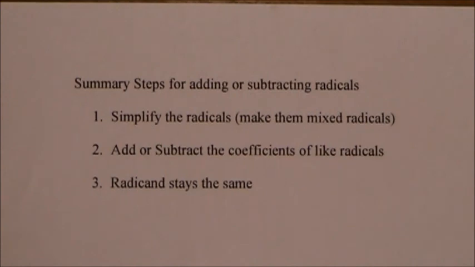In summary, when we were adding and subtracting radicals, the first thing we were doing was simplify the radicals, so make them a mixed radical with the radicand as small as possible. We then added or subtracted the coefficients of the like radicals. And remember, the radicand then stays the same. It doesn't change, just the coefficients do.